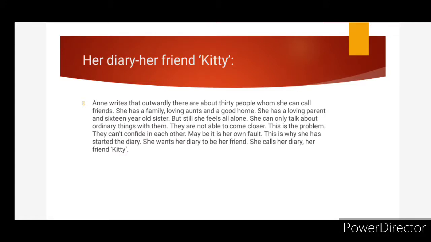They can't confide in each other. Maybe it is her own fault. This is why she has started the diary. She wants a diary to be her friend. She calls her diary her friend Kitty.